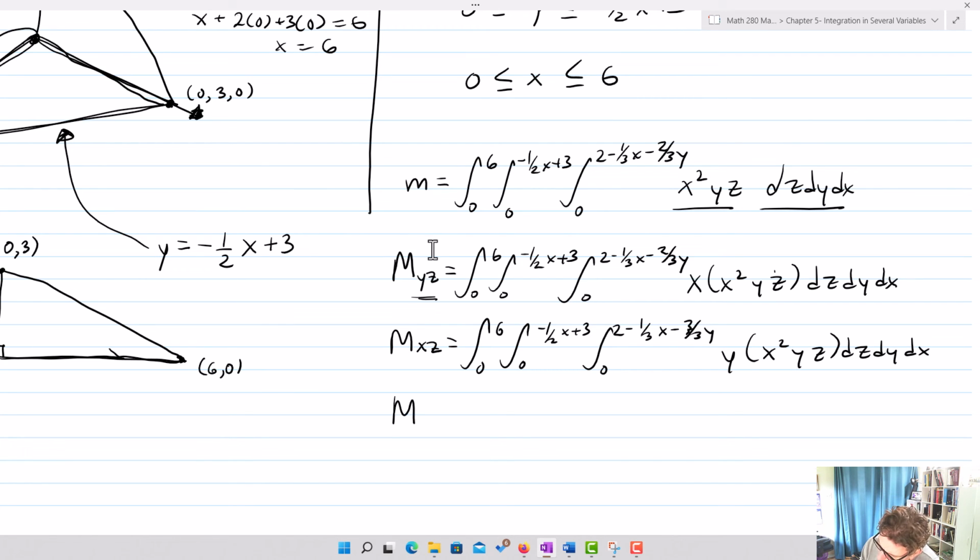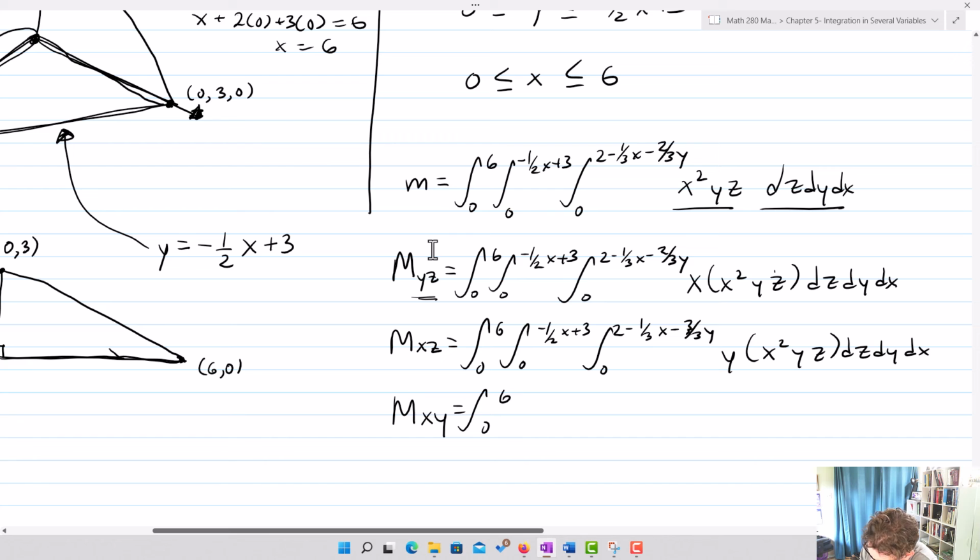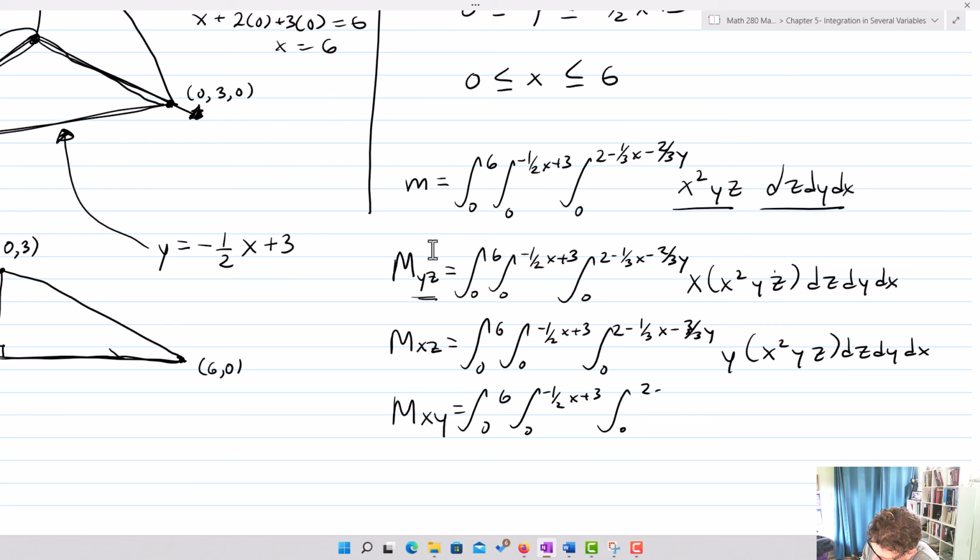And then M of xy, notice that there are no z's in there, so this is going to equal 0 to 6, 0 to negative 1/2 x plus 3, 0 to 2 minus 1/3 x minus 2/3 y. And this is going to be z times x squared yz, dz, dy, dx.